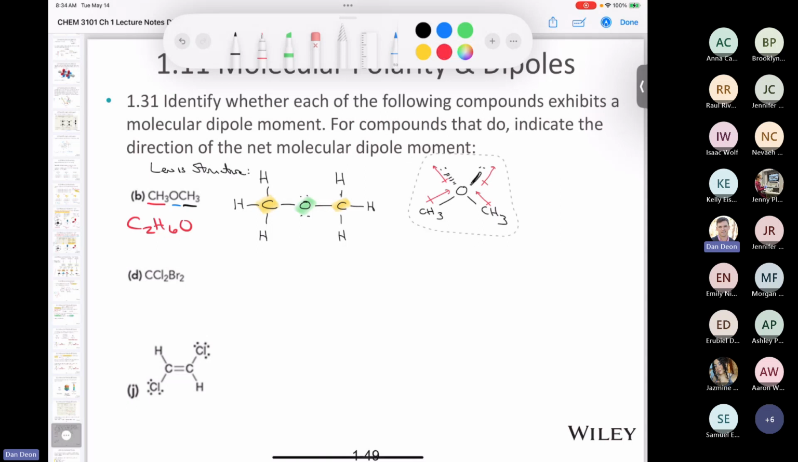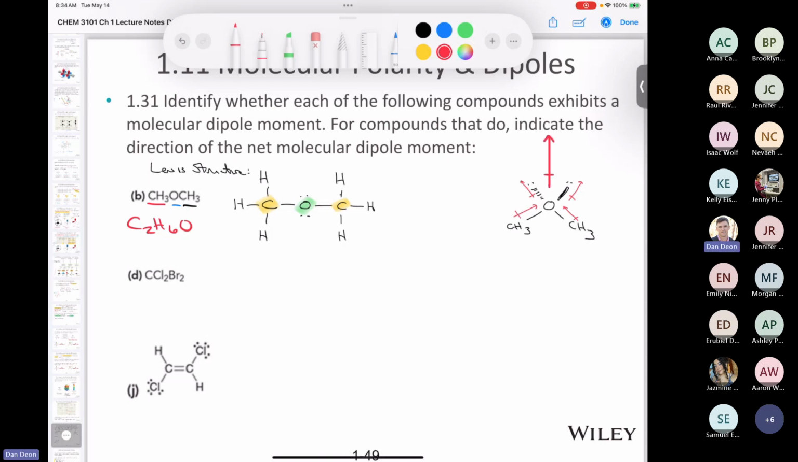And again, there's no trick questions in my class. Do those dipoles look like they're canceling each other out? No, they're not. It's definitely a polar molecule, isn't it? Yes, the net dipole is going to be in this direction.